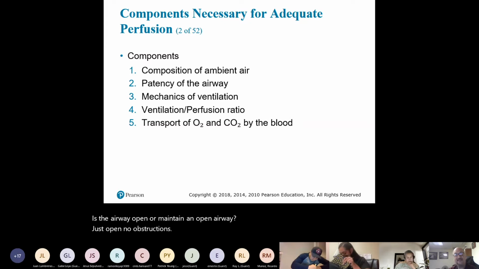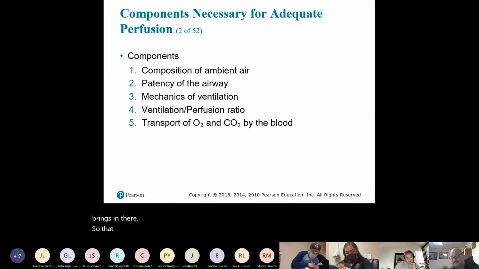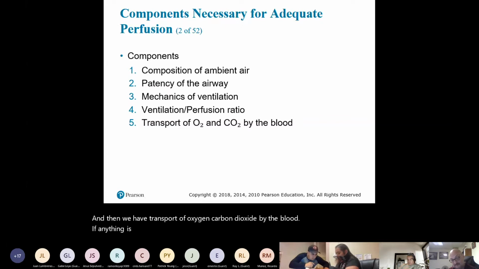Next is the mechanics of ventilation. And we talked about that on Wednesday. Remember? No, on Monday, a week ago. Remember, diaphragm contracts, intercostal muscles contract, creating a negative pressure that brings in air. So that process has to be intact. Also, the ventilation and perfusion ratio, or the VQ ratio. And then we have transport of oxygen and carbon dioxide by the blood. If anything's interfering with that, something's going to happen.